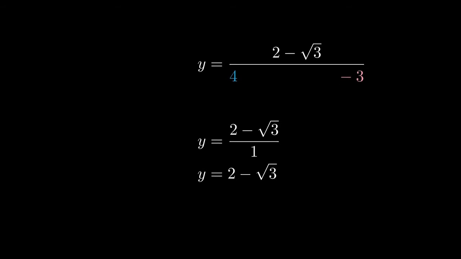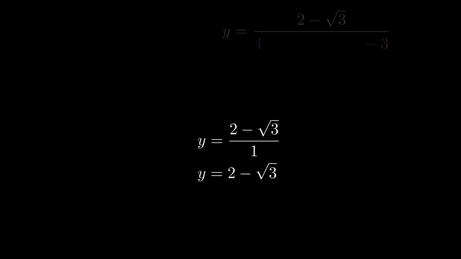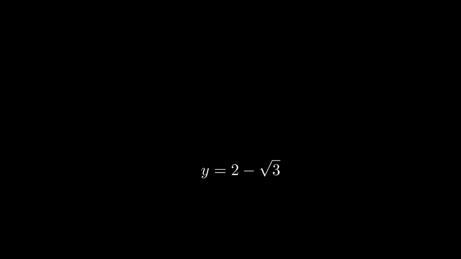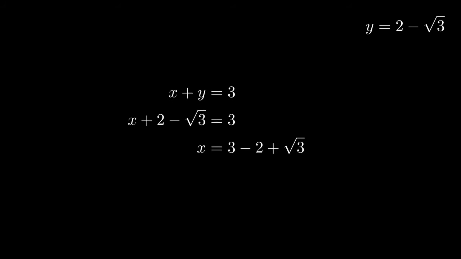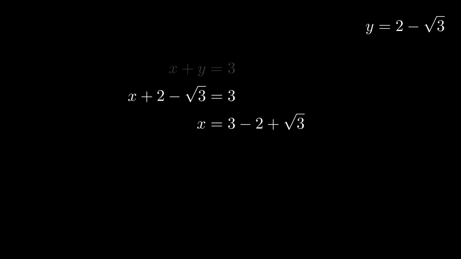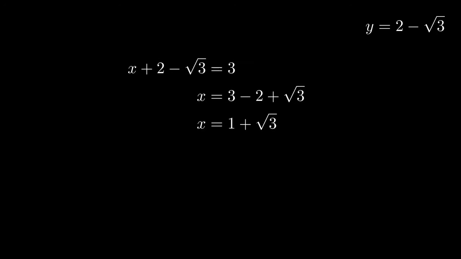All right. Now all we need to do is solve for x. We go back to one of the original equations, and the first one is the easiest one to use. We substitute in y there, and then solving for x just means subtracting the 2 and adding the square root of 3. And final simplification, 1 plus the square root of 3.